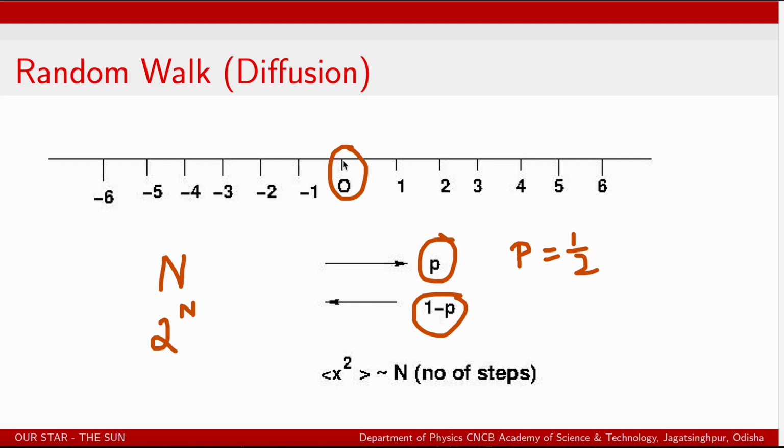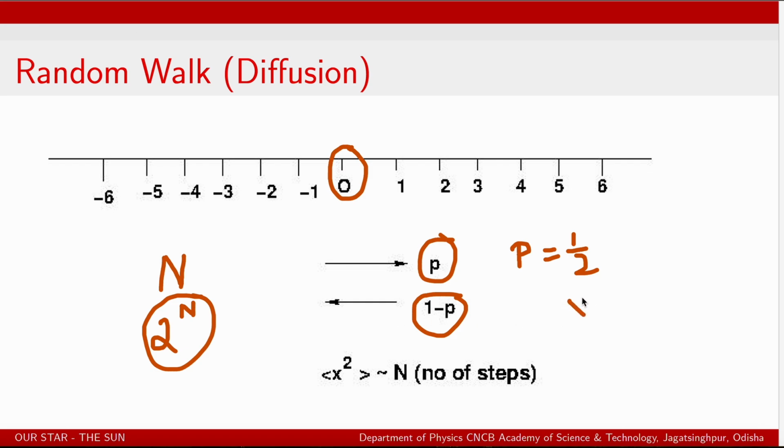If he starts from 0, it can go this way or this way, 2 ways. And once it reaches 1, it can either go right or left. So that will be 2. So if it takes n steps, then there will be 2 to the power n distinct paths. So what one can do is calculate the average over these 2 to the power n paths.